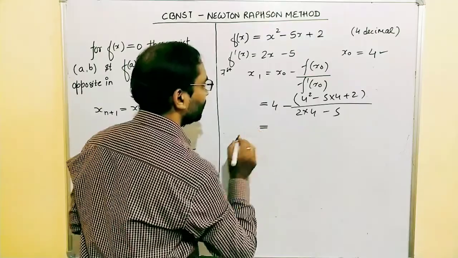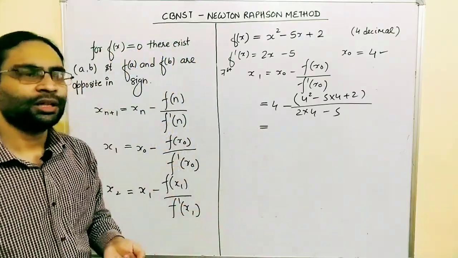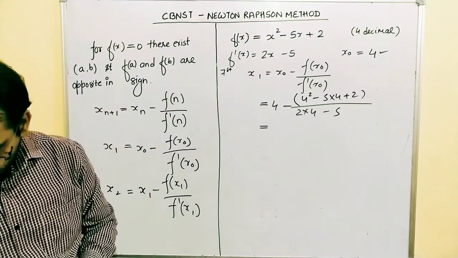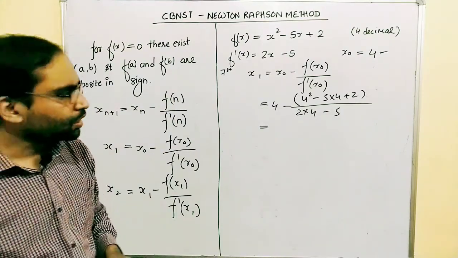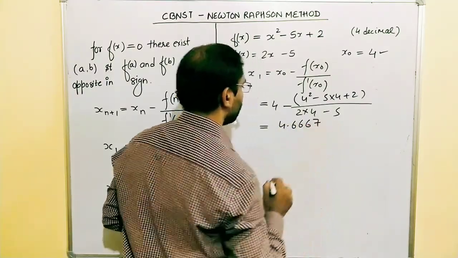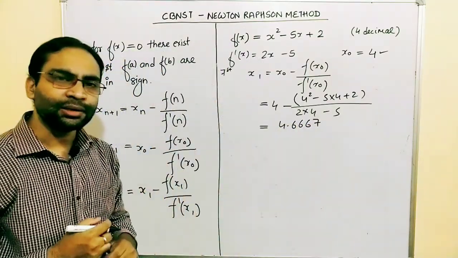Now we can use the scientific calculator and find the value of this. So let me find what the value of this x1 is. So x1 is 4.6667. So this is our first approximation, that is x1.